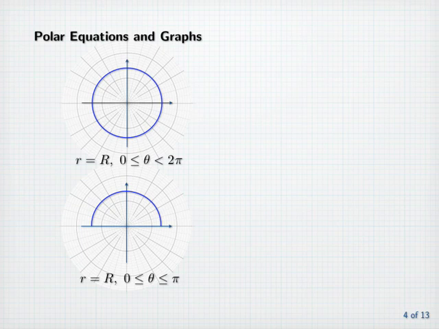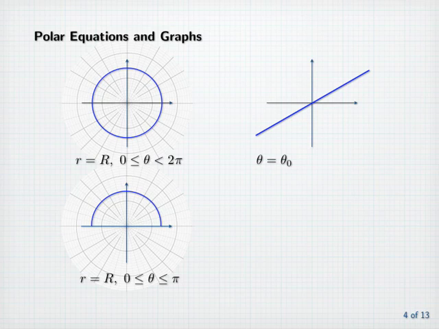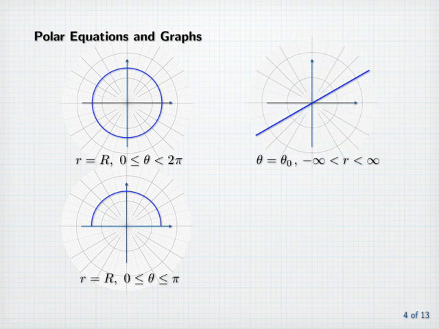Lines through the origin have polar equations that are just as simple. Every point on such a line may be associated with the same angle, theta naught. So an equation of the line is simply theta equals theta naught, and the entire line is obtained as r ranges from -infinity to infinity. These are also grid curves or coordinate curves since they correspond to constant values of the second polar coordinate theta.